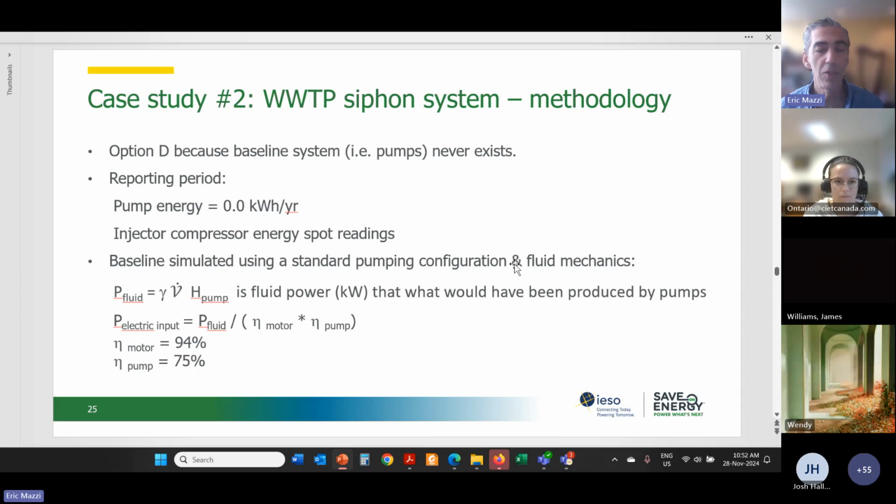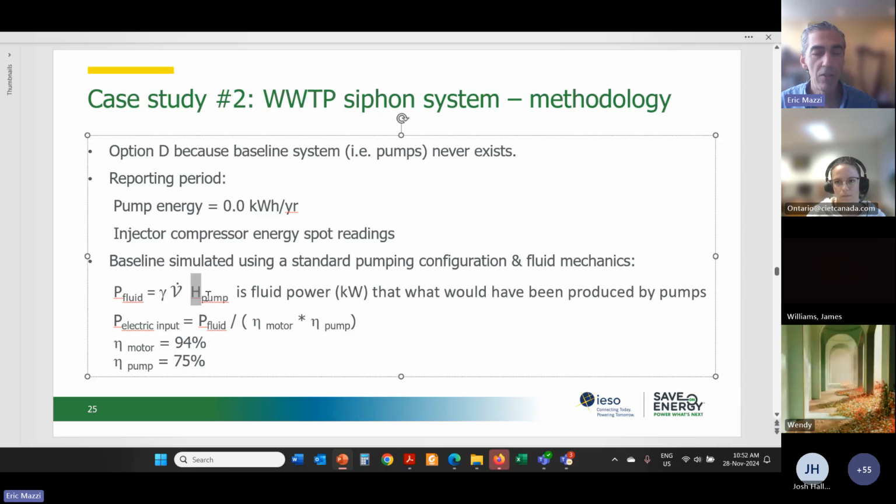And there were some small new electric loads for these injectors, they were called. So those were done with spot readings because they were really small. And the baseline simulation took the actual fluid flows and pressure differences, which were overcome through siphoning and gravity instead of a pump. And so you could say the fluid head was metered, and then the electric power was calculated using assumed motor and pump efficiencies.